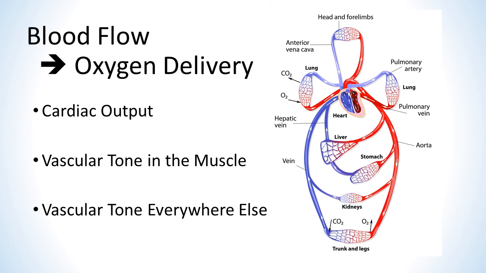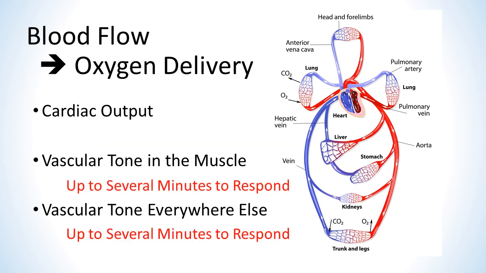The flow of blood is how oxygen is delivered to the muscle. The total blood flow available for the entire body is called cardiac output. The fraction of the cardiac output that gets delivered to the muscle is dependent on the vascular tone of the muscle and the vascular tone in the rest of the body. The cardiac output takes about 1 minute or so to respond to a change in load. The vascular tone in the muscle and the rest of the body can change over time lengths ranging from seconds to several minutes.